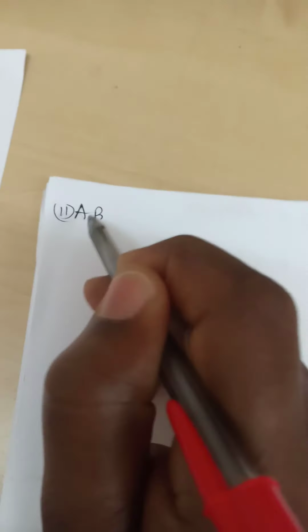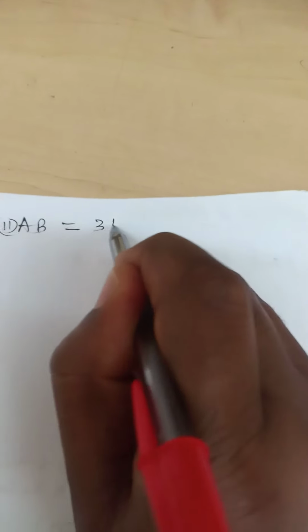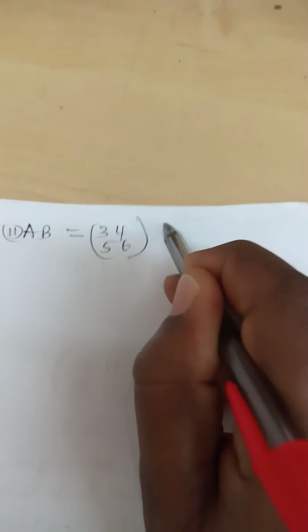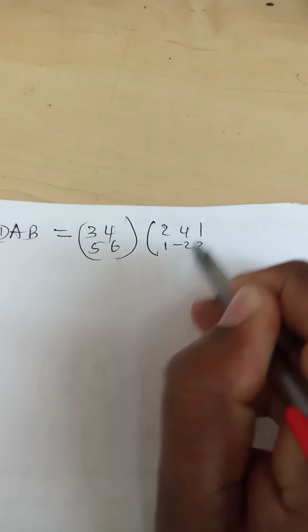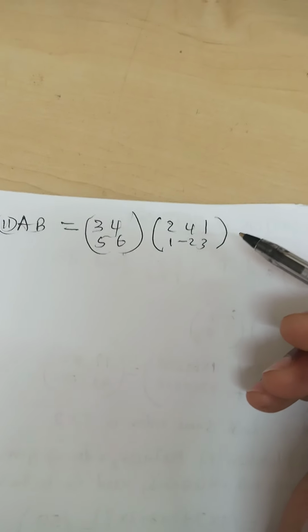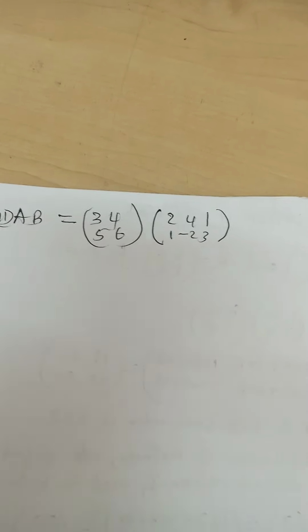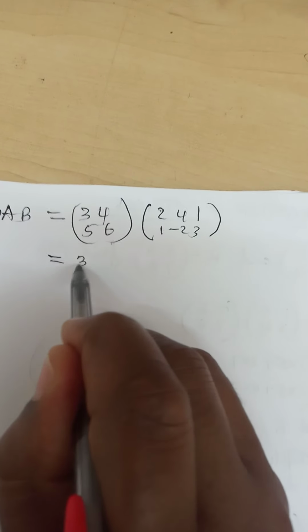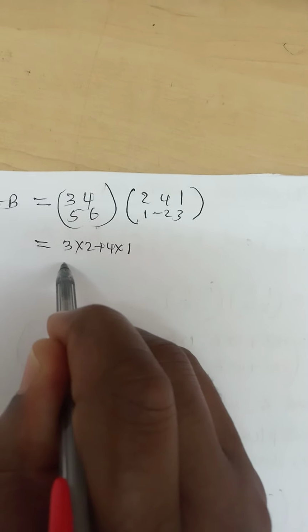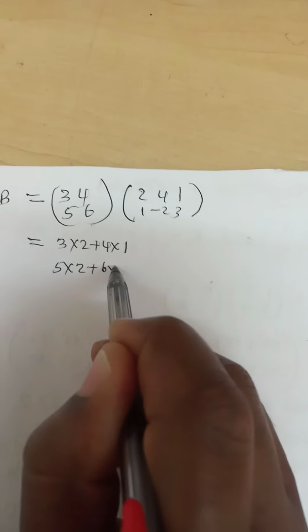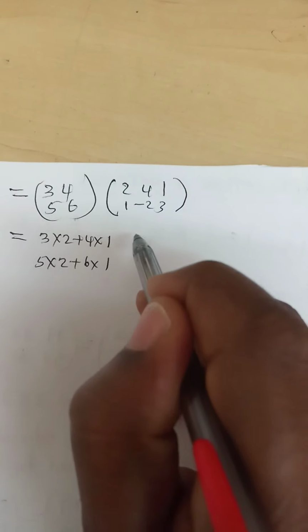If we proceed, we could be given the same matrices, and they say find A times B. Our A times B is, we shall have our A as 3, 4, 5, 6, times our B, which is now 2, 4, 1, and 1, minus 2, 3. We shall compute this using the normal multiplication, as we have said. We get 3 times 2 plus 4 times 1. We shall get 5 times 2 plus 6 times 1.